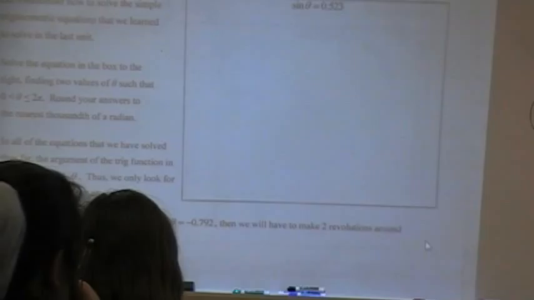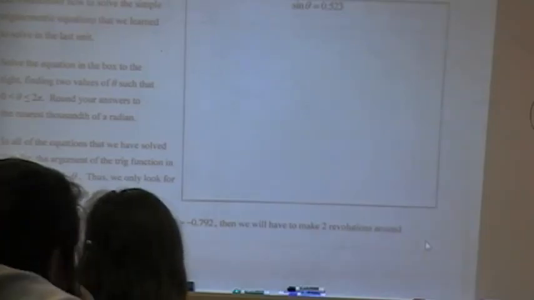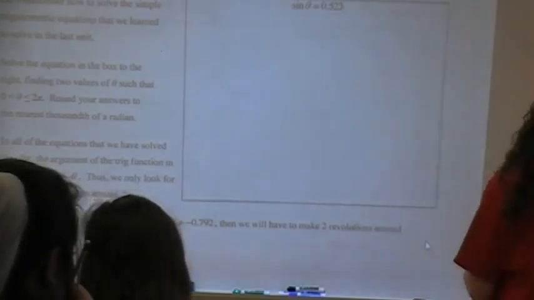Calculator one. So this one's real easy. It says, remember how we solved simple trig identities in the last unit. The equation in the box, find two values of theta such that we're going between the interval of 0 to 2 pi. Round your answers to the nearest tenth of a radian.